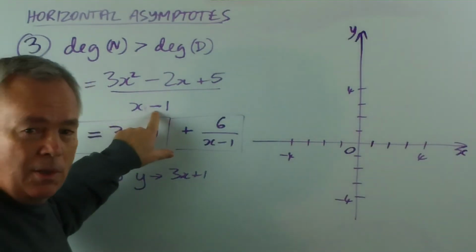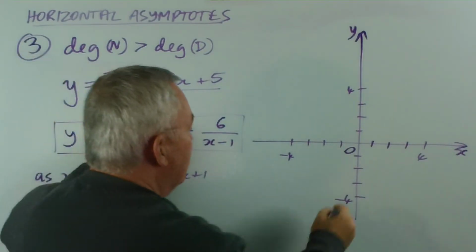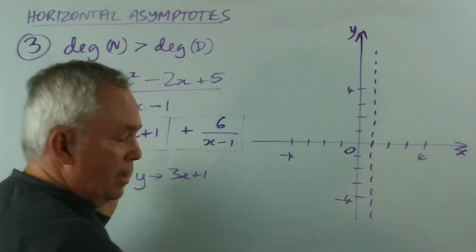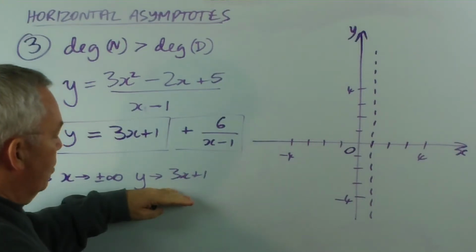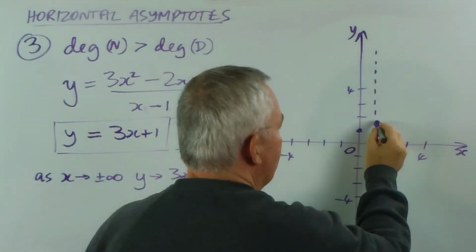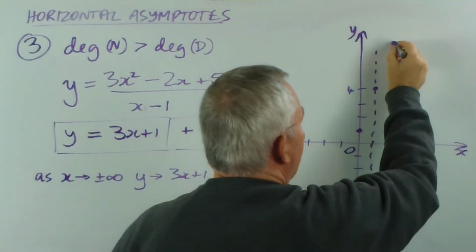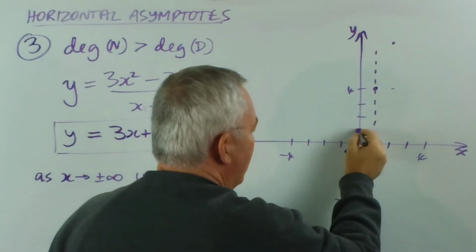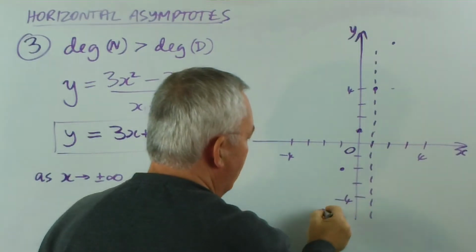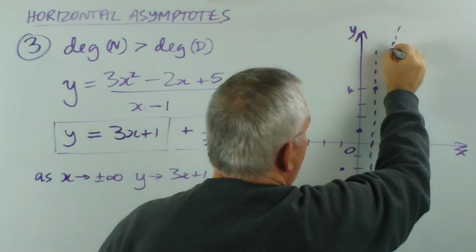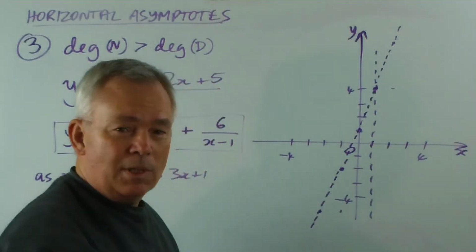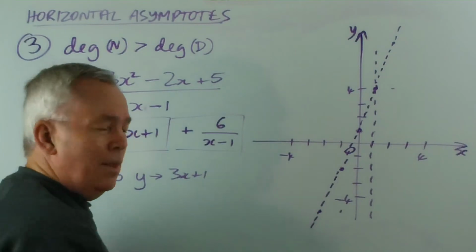You might have noticed, as I said earlier, our vertical asymptote is at x equals 1. Our horizontal asymptote doesn't exist, but we do have this asymptote, y equals 3x plus 1. There's plus 1, and a gradient of 3 is across 1 and up 3, across 1 and up 3, and so forth, or down 3 and back 1. So if I did a dotted line here, that is our other asymptote.